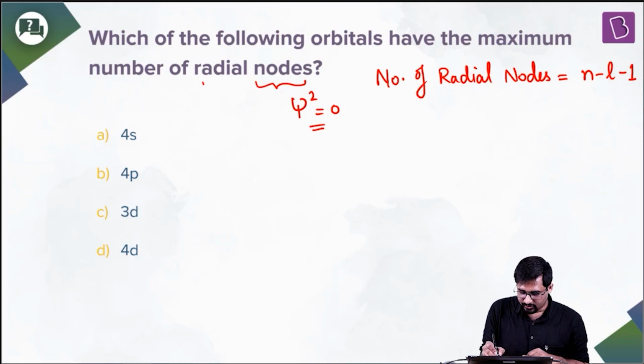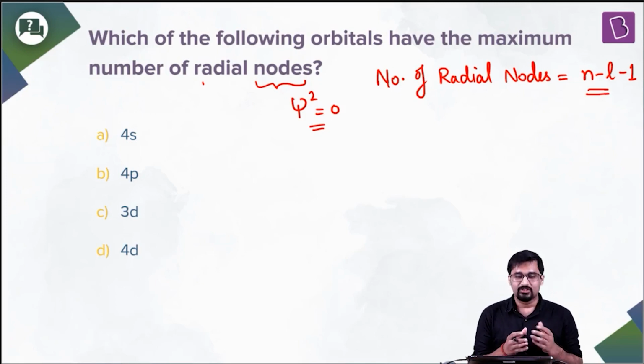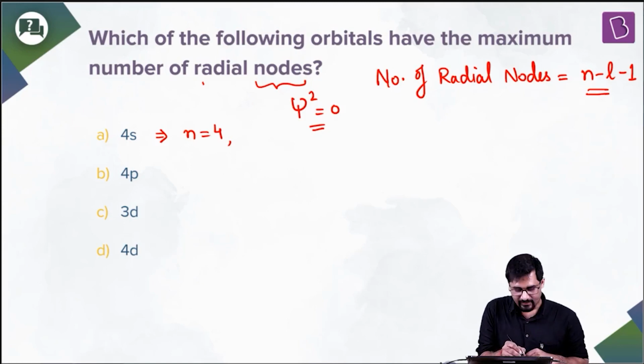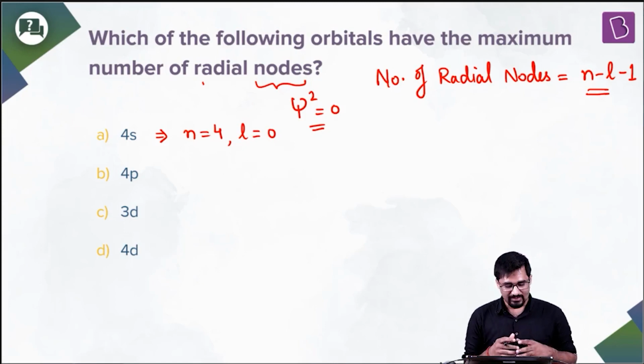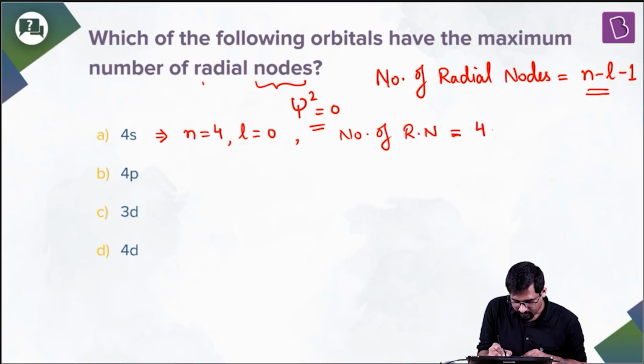So now let's use this formula to find out the number of radial nodes in the orbitals given in the options. In case of 4s, the n here is 4, and for s orbital the value of l is equal to 0. So clearly you can see that here the number of radial nodes, which I am representing as Rn, will be equal to 4 minus 0 minus 1, that is 3 radial nodes.